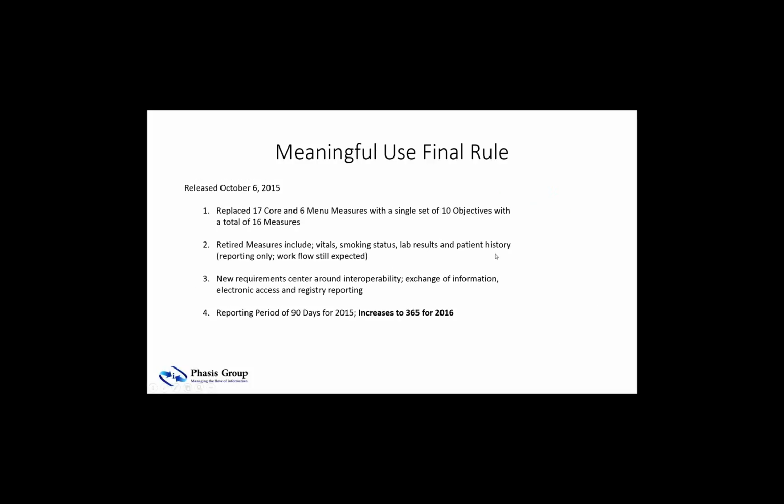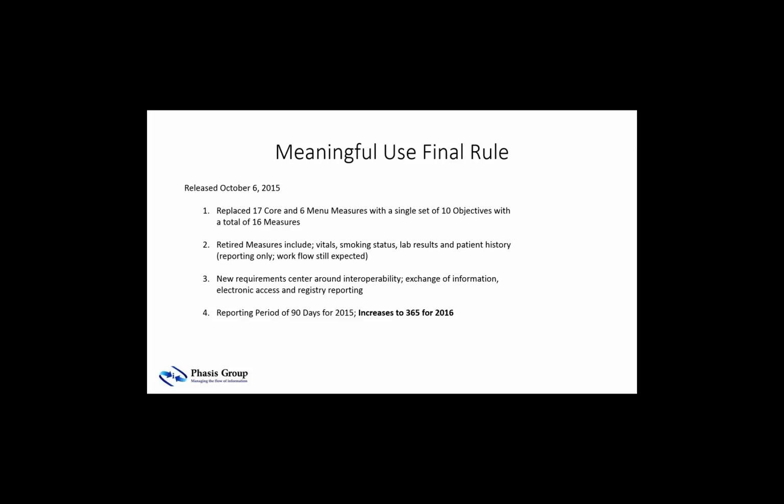So, the meaningful use final rule was just released October 6th. Originally, 2015 was supposed to be a 365-day attestation period, which means that anything that was being measured with thresholds of 10 or 20 or 30 or 50 or 60% was based on 365 days worth of data. The recent rule changed that. It's now only a 90-day reporting period for 2015, increasing to a full 365 days for next year.